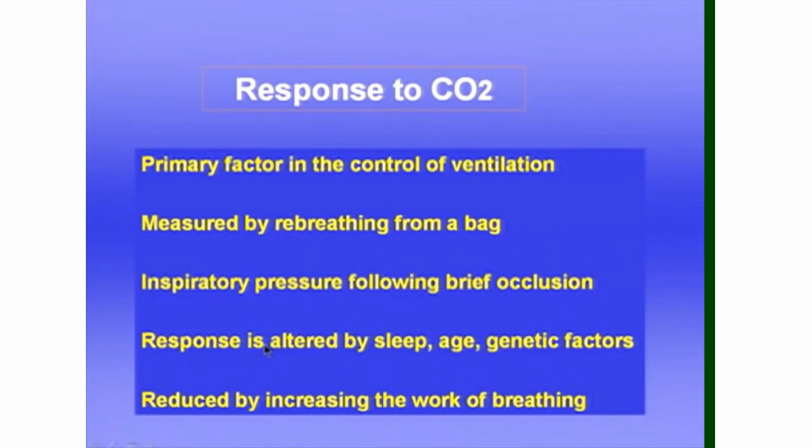The CO2 response is altered by a number of factors. I've put a couple of them here. In sleep, for example, the response to CO2 is reduced, so typically the PCO2 will rise by 1 or 2 or 3 millimeters of mercury during sleep. Increasing age tends to reduce the ventilatory response to CO2, and there are genetic factors as well. In fact, there's a big individual difference between people in their response to CO2.